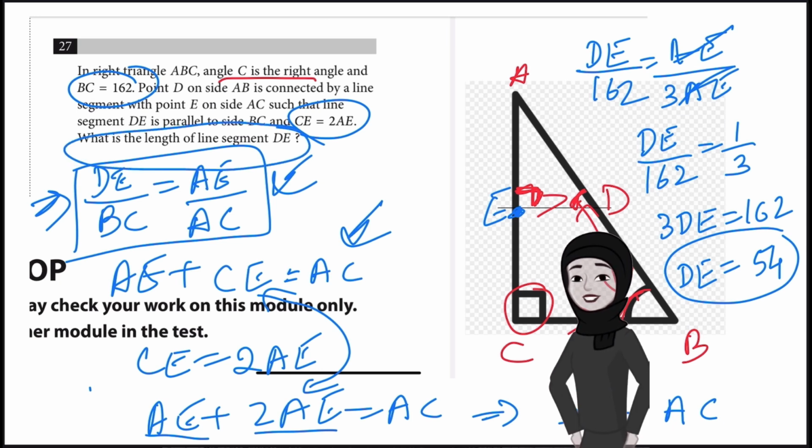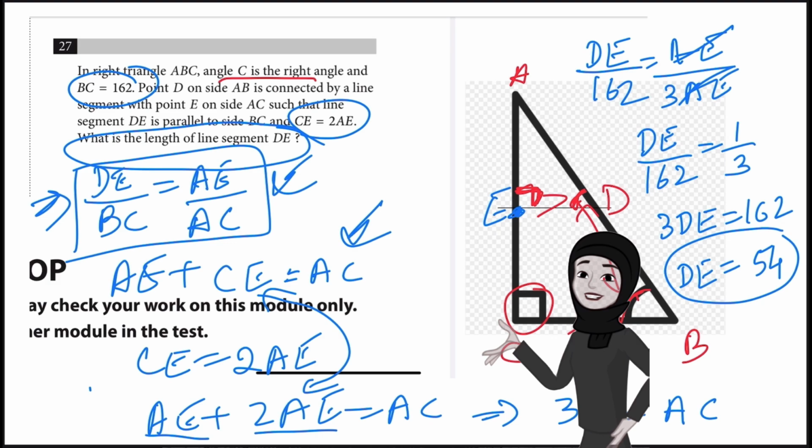So that is what we need. We need the length of the line segment DE. So that means 54 is the answer.